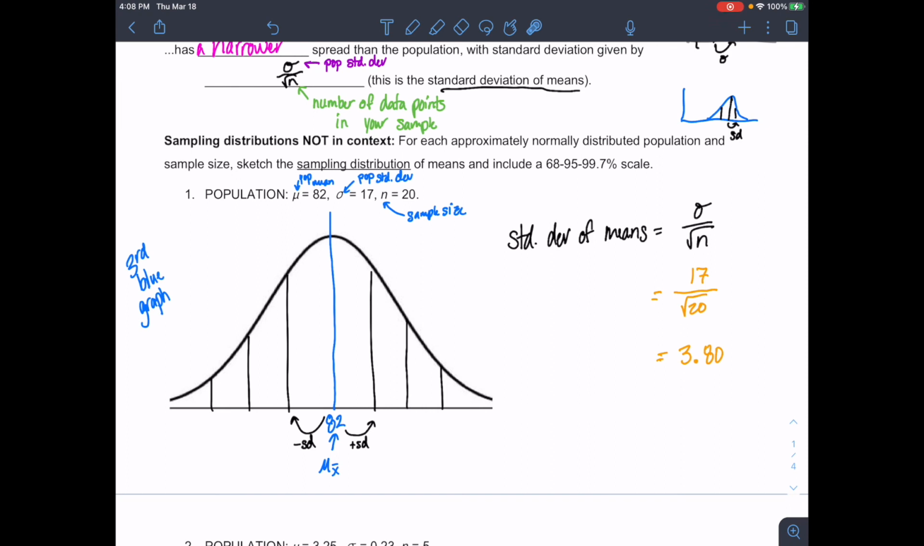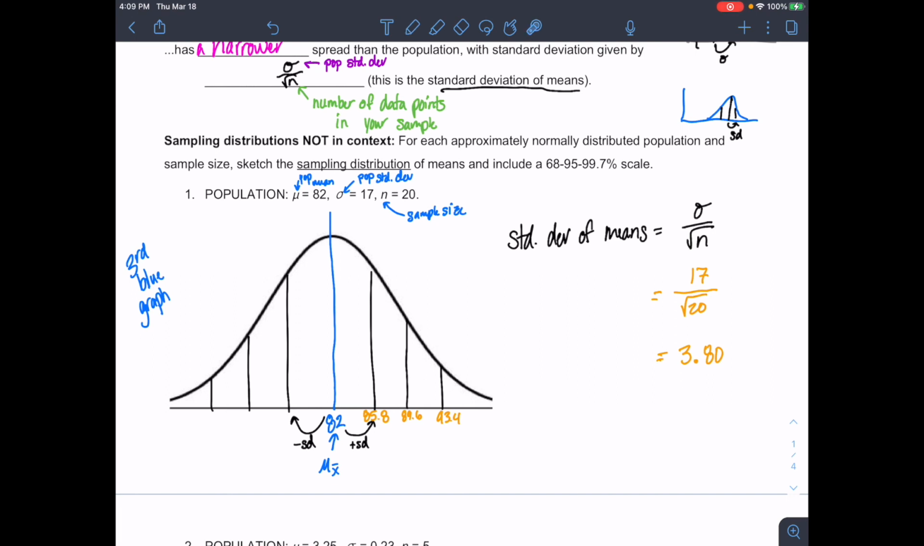So I'm going to take 82 and I'm going to add 3.8. And that gets me 85.8. And then I'm going to do that again. I'm going to add 3.8. And that gets me 89.6. And then I'm going to do that one more time. And I will get 93.4.